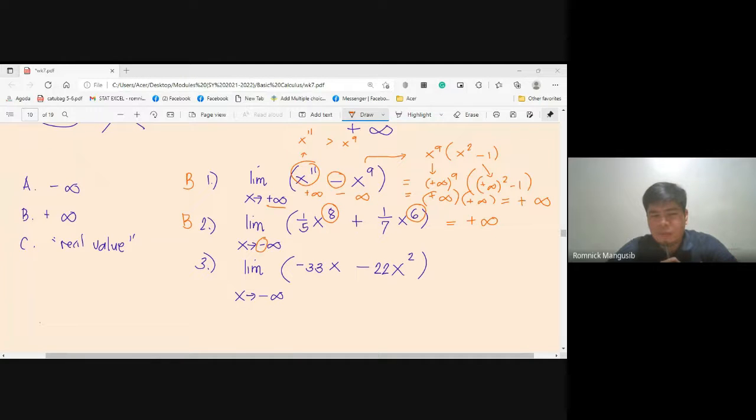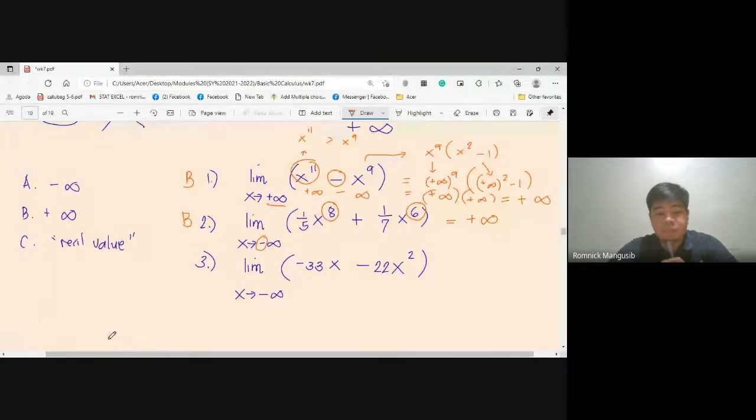No? Itong number 2 naman, by inspection, kitang-kita mo, plus pa yung ginamit, and x raised to 8 pa, x raised to 6 pa, parehong even numbers. So, nag-enjoy lang si negative infinity. I-raise mo ang isang negative sa even, will always be positive. The answer for number 2 is positive infinity. Oh, ang galing, no?